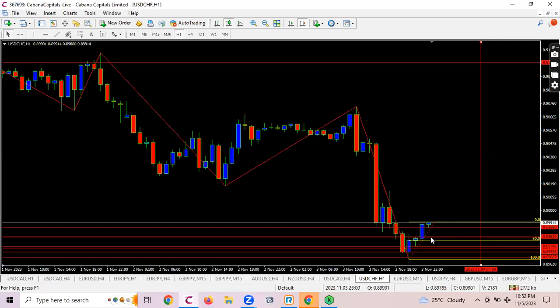So you can see if we work with the 1 hour time frame, it's at premium, and you cannot buy at premium. The best area to buy is discount. I hope that is clear.